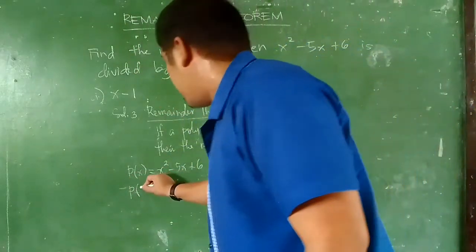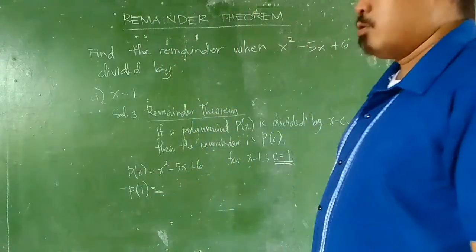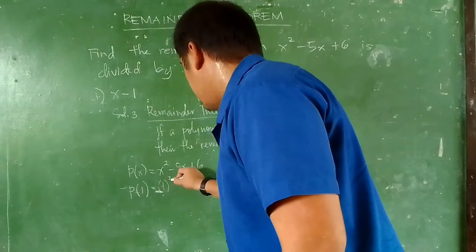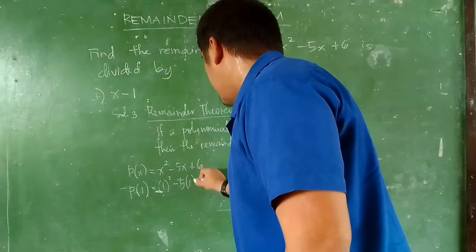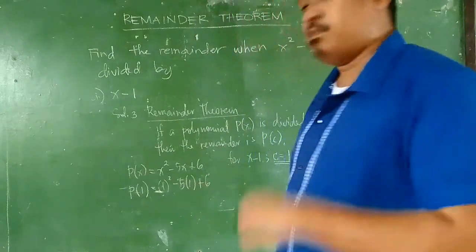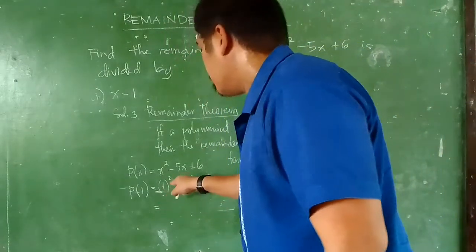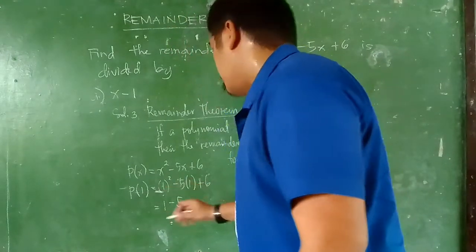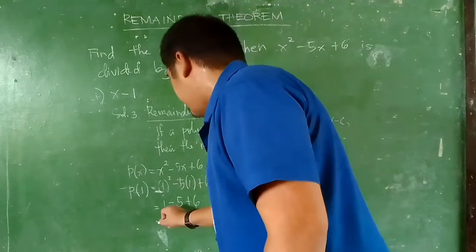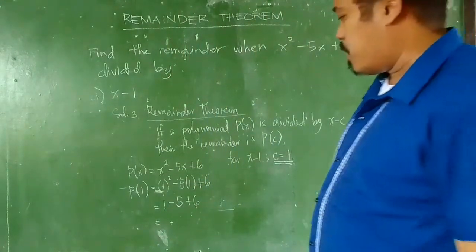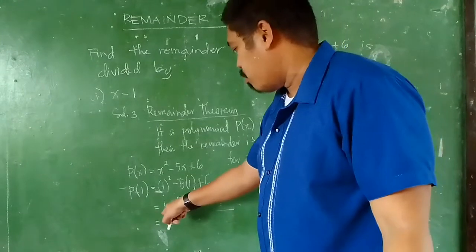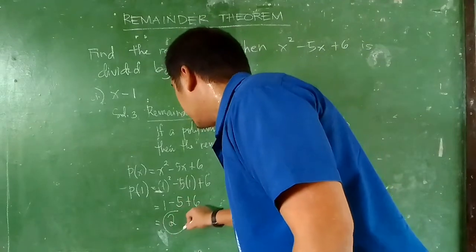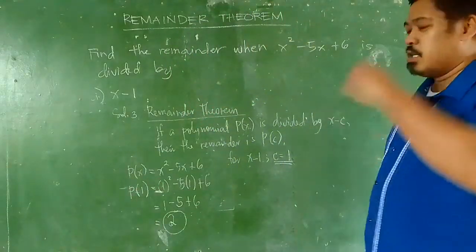So, P of 1 right now would be equal to, let's do it like this, substitute the value. So, that would be 1 squared minus 5 times 1 plus 6. Then we just follow along. 1 squared obviously is still 1, minus 5, plus 6. Then combine those. They're all whole numbers, so we just combine them. For me, this is easier. 1 plus 6 is 7, minus 5 is 2. There you go. So, your remainder would be 2.